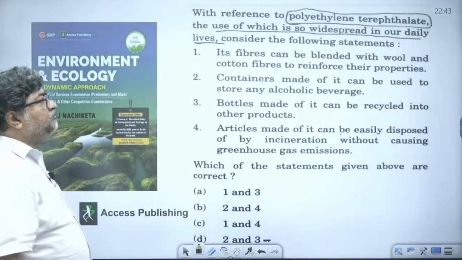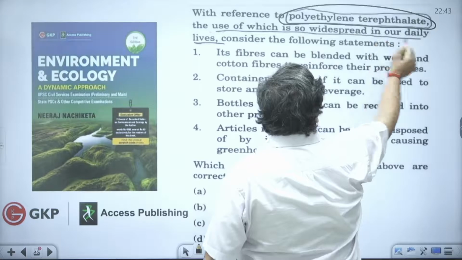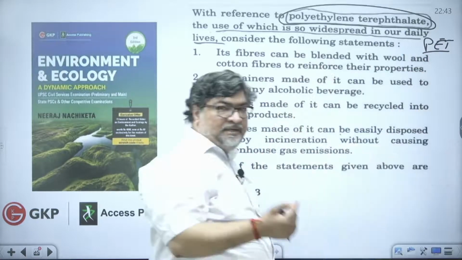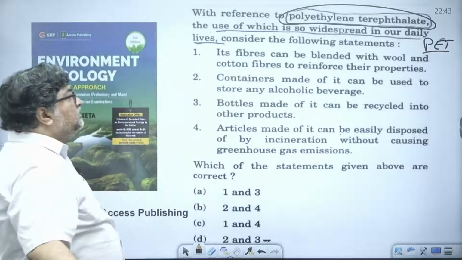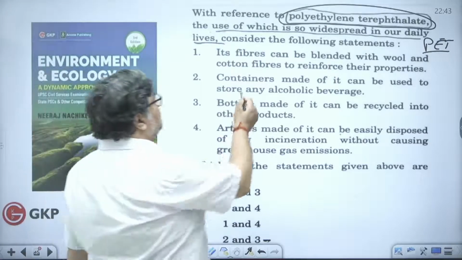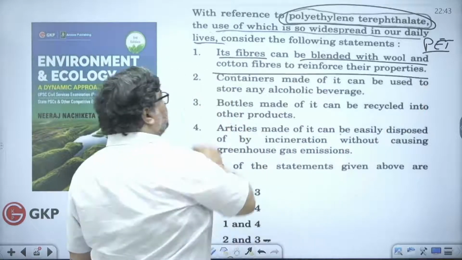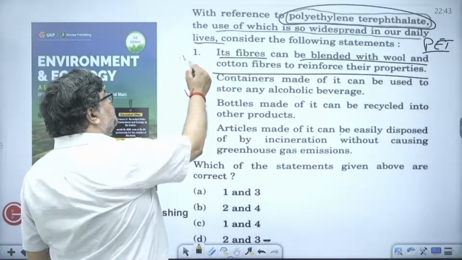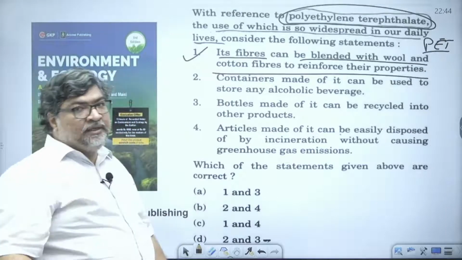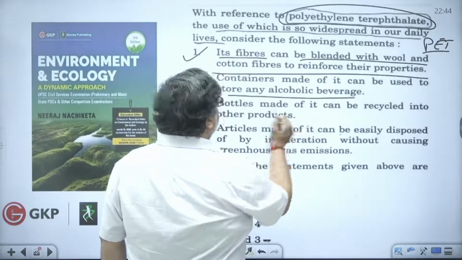Now moving on to this one. With reference to polyethylene terephthalate, PET bottle, which we use as a water bottle, right? Which is so widespread in our daily lives, consider the following statements. Its fibers can be blended with wool and used as reinforced and coated fiber. It is a thermoplastic, and even for road making they are used. Containers made of it can be used to store any alcoholic beverage.